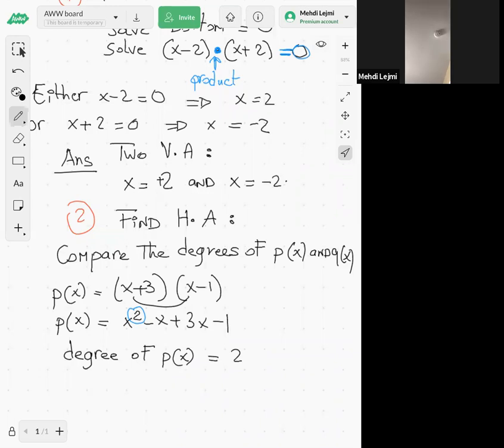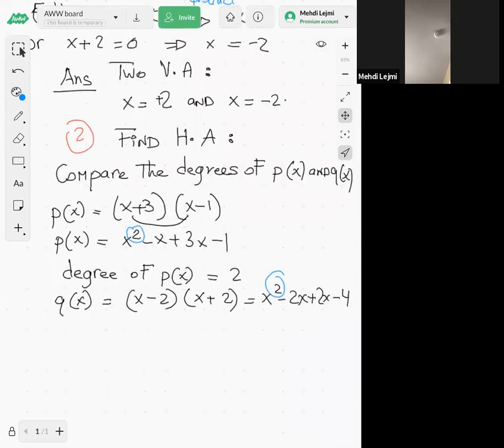Well, the same for Q of x, right? So Q of x is x minus 2 times x plus 2, and the same thing. So it's just x squared minus 2x plus 2x minus 4. Anyways, the highest power of x is 2, and so the degree of P is equal to the degree of Q.